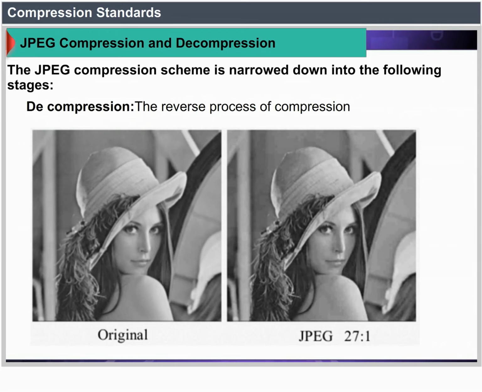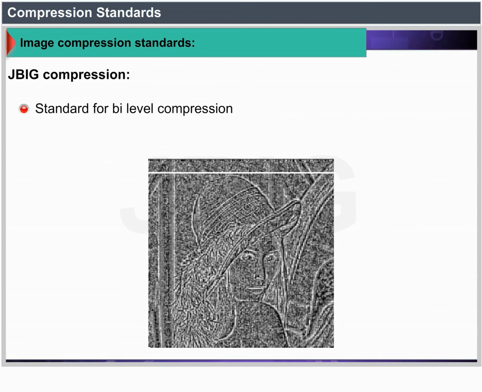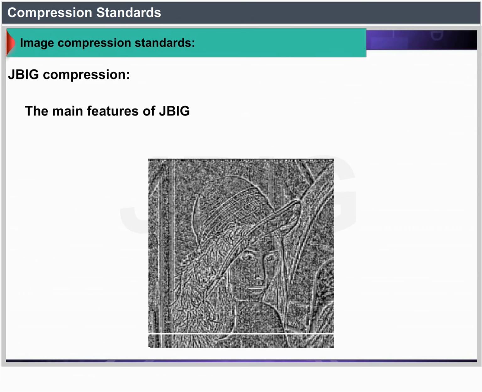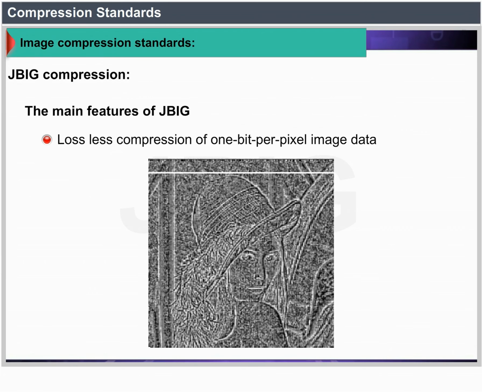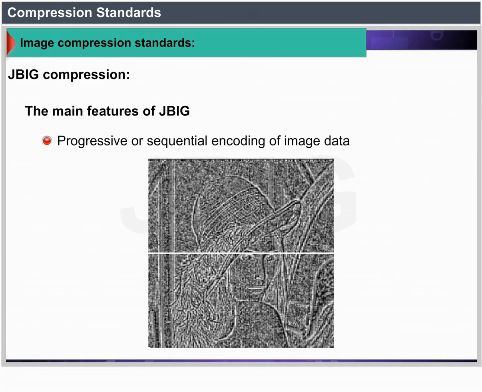JBIG compression, standard for bilevel compression. By segmenting an image into overlapping and non-overlapping regions of text, half-tone, and generic content, compression techniques specially optimized for each type of content are applied. The main features of JBIG are lossless compression of 1 bit per pixel image data, ability to encode individual bit planes of multiple bit pixels, progressive or sequential encoding of image data.